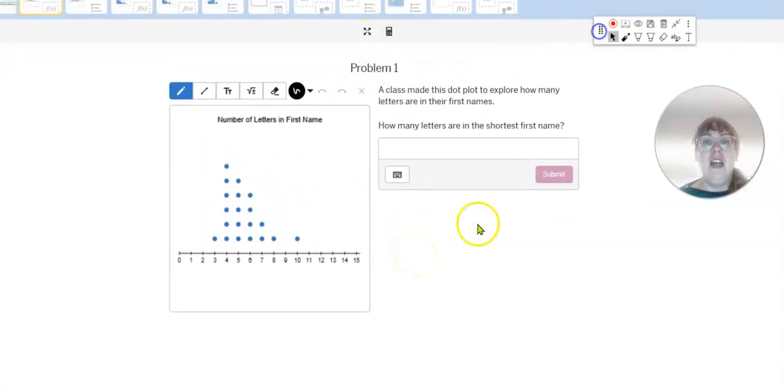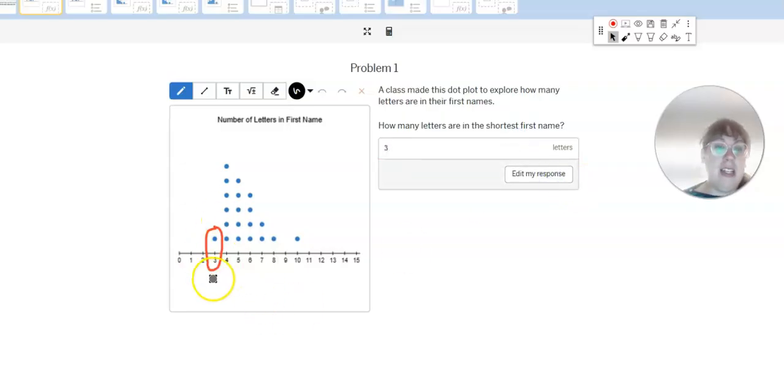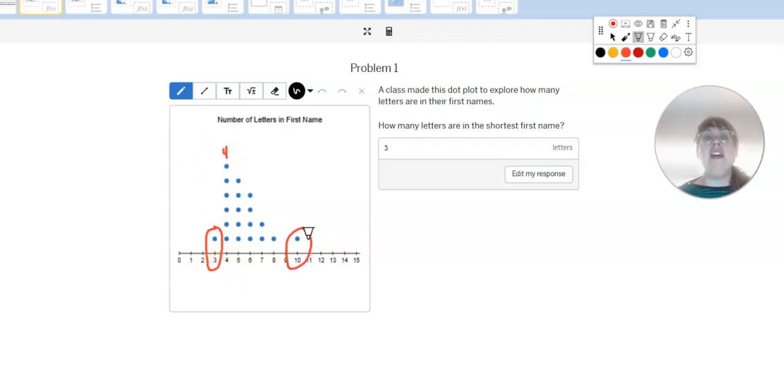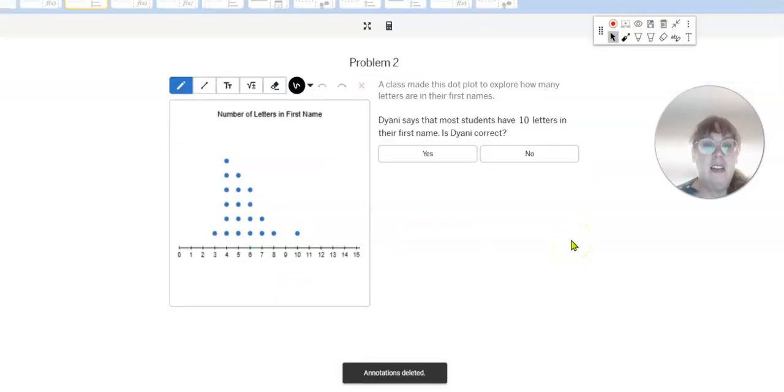It says a class made this dot plot to explore how many letters are in their first name. How many letters are in the shortest first name? So that looks like 3. There's a data point here where this first name has 3 letters, and that's our smallest short name. We can see most of the names have 4. Here's a first name with 10 letters, just to give you an idea of what these data points represent. Beautiful. Let's look at the next slide.